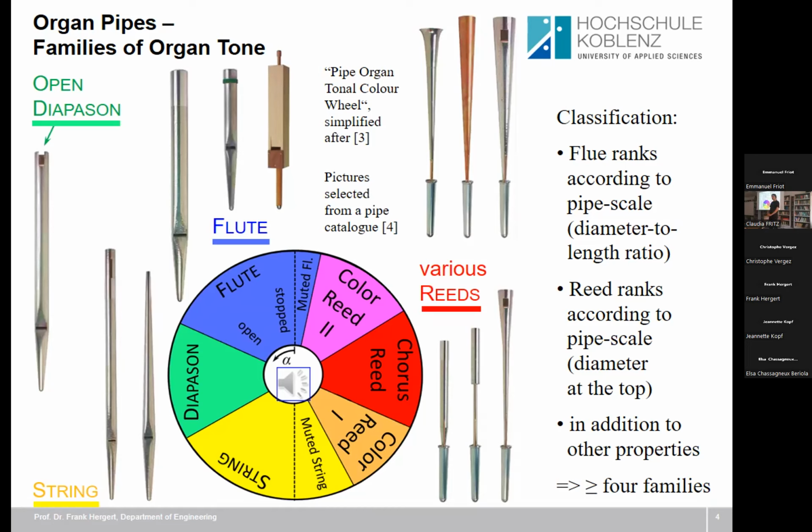And finally trumpet. So this is a simple classification into 4 families of tone. You can make more families or more groups if you like. So at least 4.